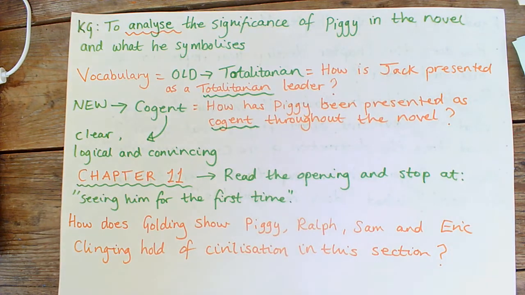So I'd like you to read the start of chapter 11 and answer the question, how does Golding show Piggy, Ralph, Sam and Eric as clinging hold of civilization in this section? So how do we see just these 4 characters are all that are left of the boys trying to cling to civilization and hold on to that dream? Okay, so you can read that section of chapter 11, pause the video and then answer that question, please.